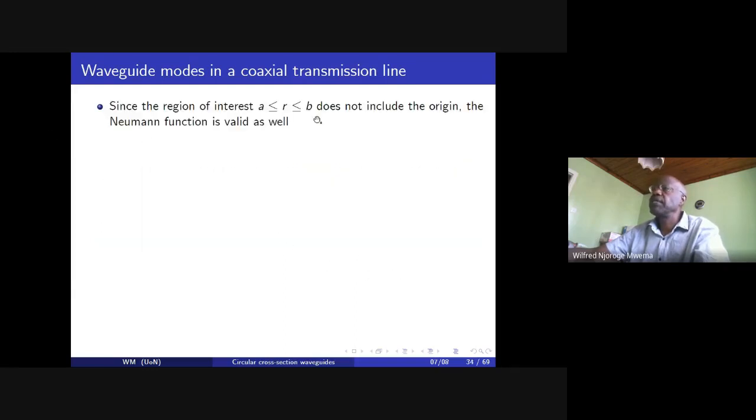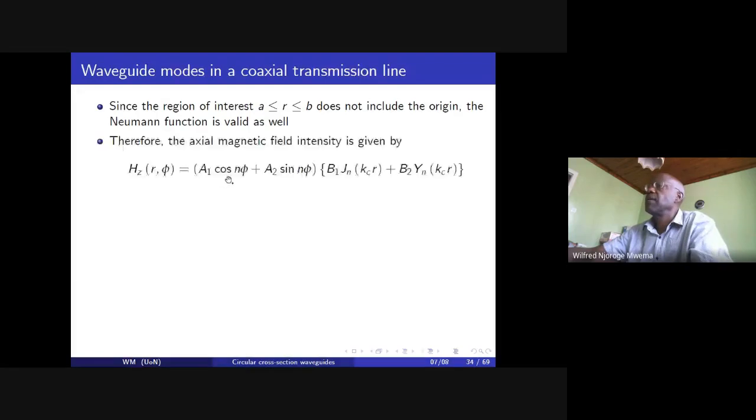So since the region of interest, A less than r less than B, does not include the origin, the solution of the radial equation must also have another solution that is different from the first one. This Neumann function is usually indeterminate at the center. That is, it blows up to infinity at the center. We shall show this when we look at how we can solve that problem, the Bessel function solution.